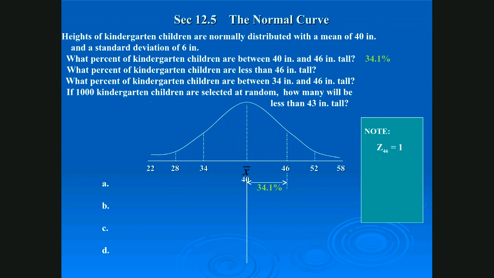In example B, what percentage of kindergarten children are less than 46 inches tall? Well, we know we have 34% of the children between 40 and 46 inches tall. And then the number of children that are shorter than 40 inches would be 50%. And so the percentage of children that are below 46 inches in height would just be the 34% plus 50%. And we get 84.1%.